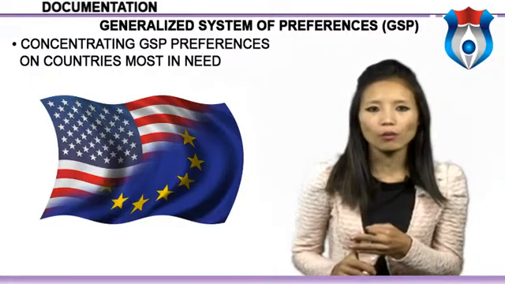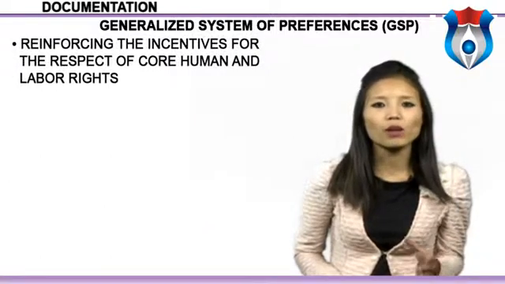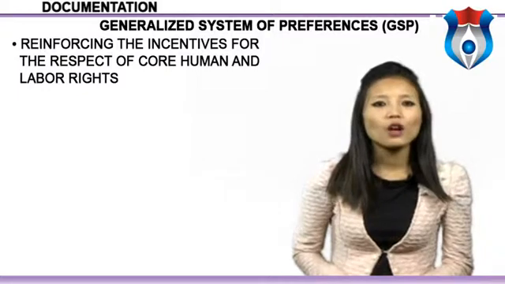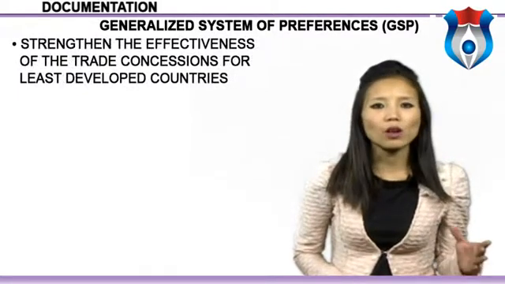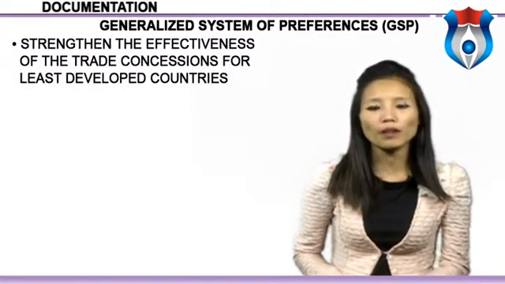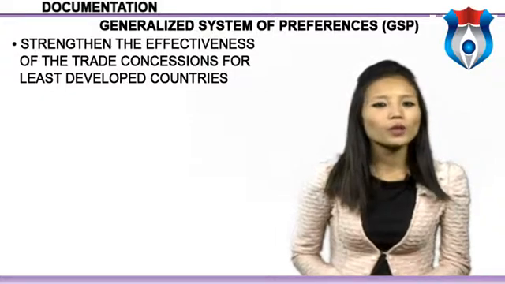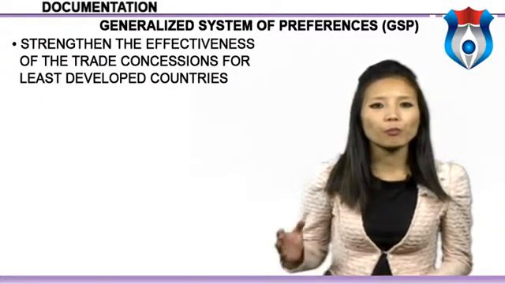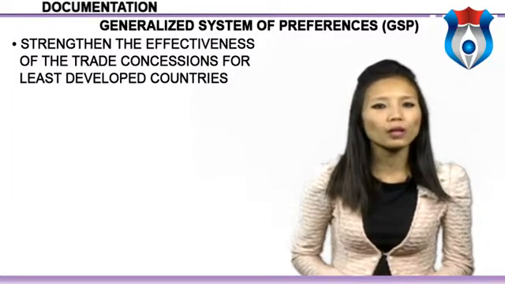a number of overseas countries and territories which have an alternative market access arrangement for developed markets. Reinforcing the incentives for the respect of core human and labor rights, environmental and good governance standards through the GSP plus arrangement. Strengthen the effectiveness of the trade concession for least developed countries through the Everything But Arms system. Reducing GSP to fewer beneficiaries will reduce competitive pressure and make the preferences for LDCs more meaningful.